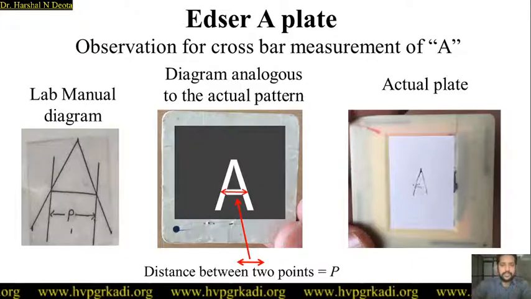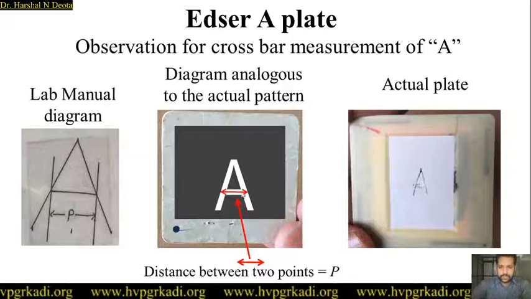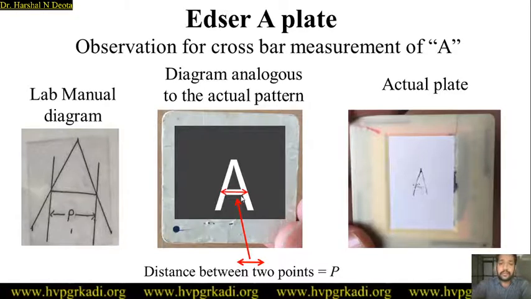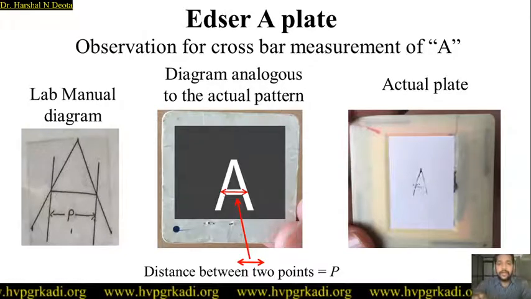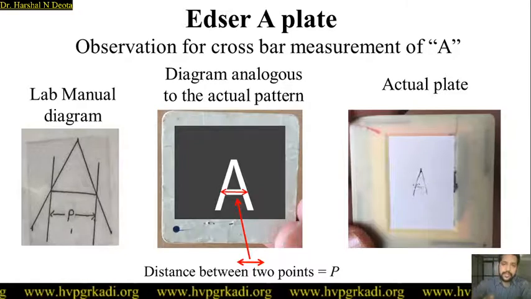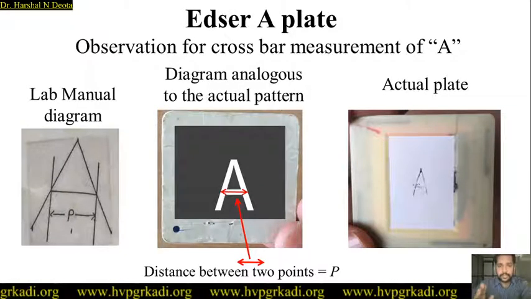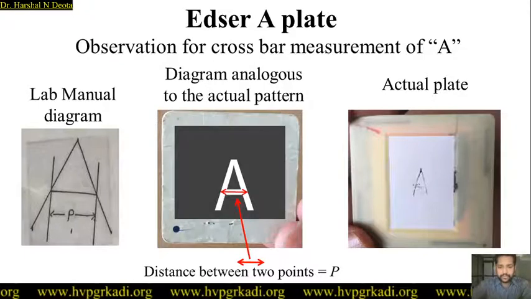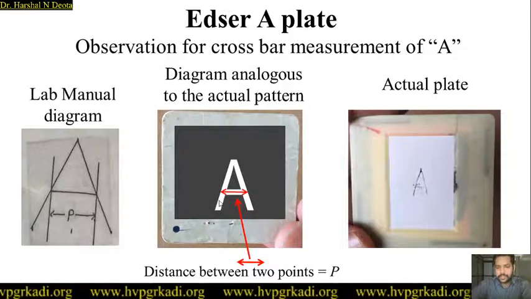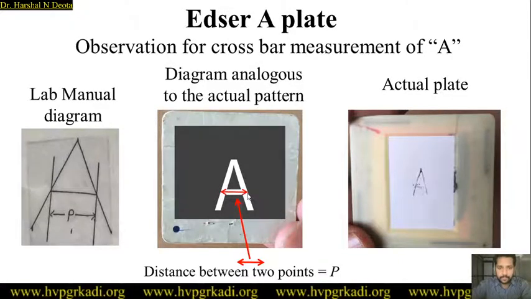Now, the next thing is the distance between its two crossbars has to be measured with the help of the traveling microscope. It requires a very fine measurement. Why? Because this fine measurement will let you go for accurate results. Okay, so this measurement I will show in the next slide, but it will be named as P. The distance between these two crossbars will be P.